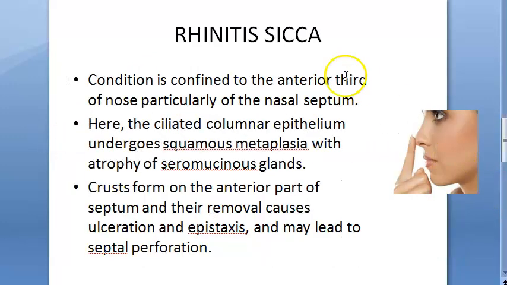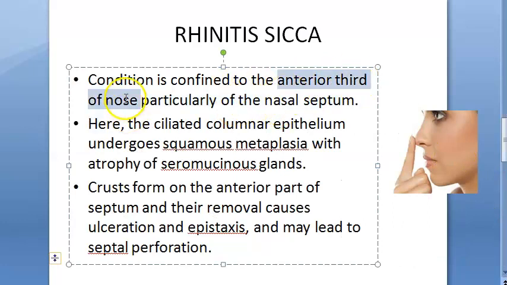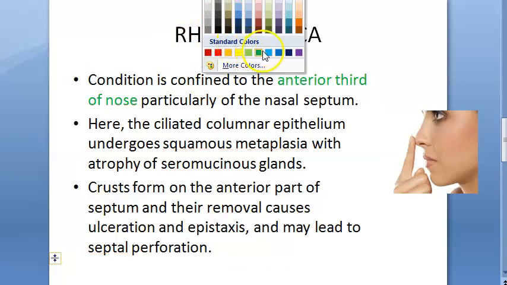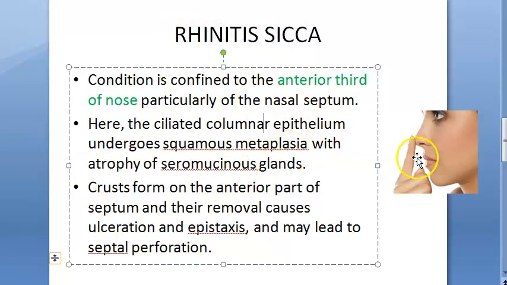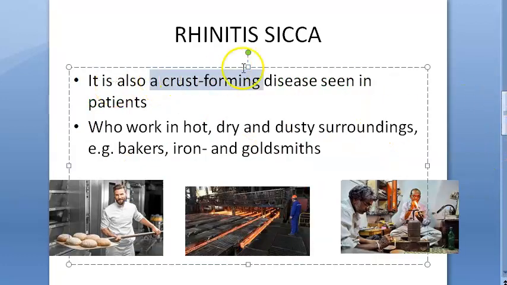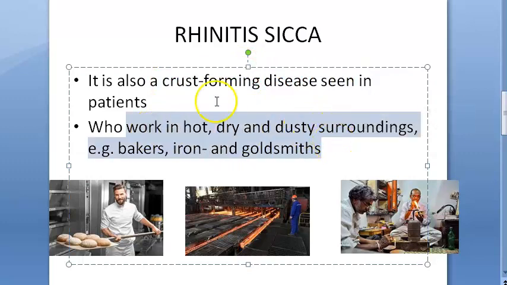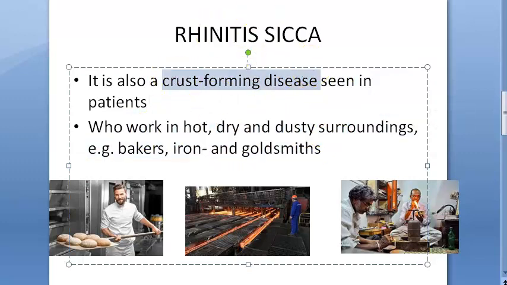Just let me go back here, go forward here, anterior third of the nose. Anterior third of the nose is affected. So let us say we make the nose into 3 parts: the anterior third of the nose, particularly the nasal septum, is affected, okay. Now, how is it affected? Let's go back to the definition. It is a crust forming disease seen in patients who work in hot, dry, dusty surroundings, okay. It is a crust forming disease.